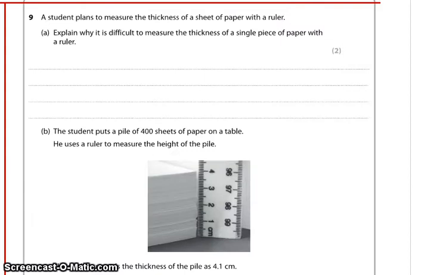Alright, question 9. A student plans to measure the thickness of a sheet of paper with a ruler. Explain why it's difficult to measure the thickness of a single piece of paper with a ruler. Well, it all comes down to what we call the resolution of the ruler.